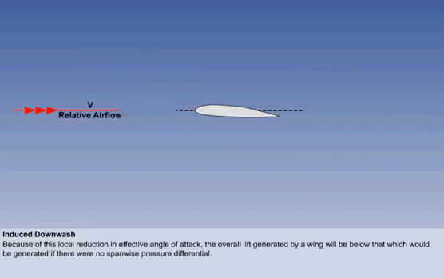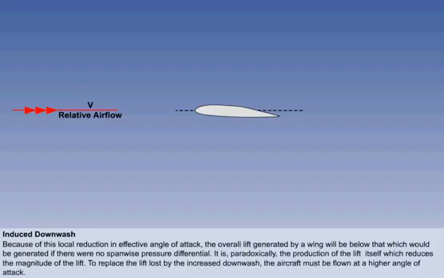Because of this local reduction in effective angle of attack, the overall lift generated by a wing will be below that which would be generated if there were no spanwise pressure differential. It is, paradoxically, the production of the lift itself which reduces the magnitude of the lift. To replace the lift lost by the increased downwash, the aircraft must be flown at a higher angle of attack.